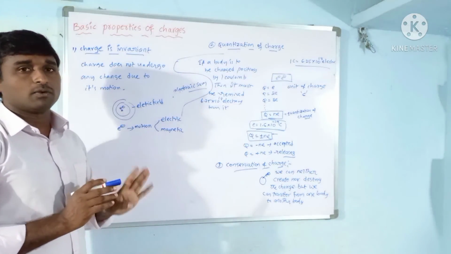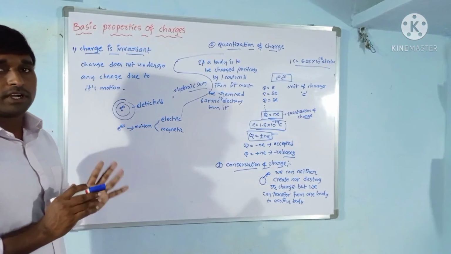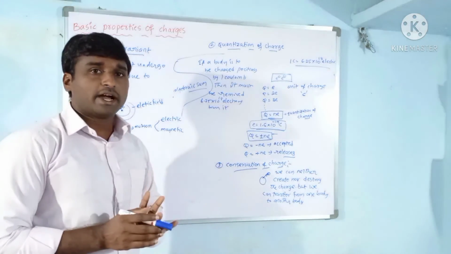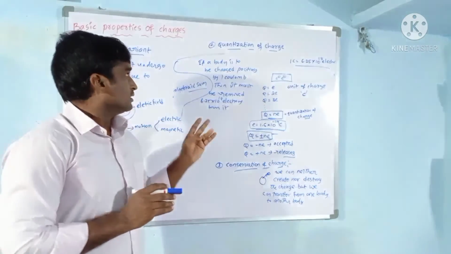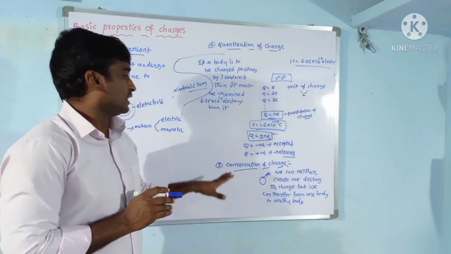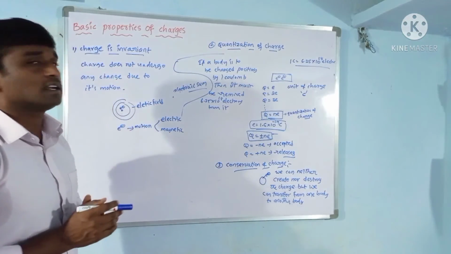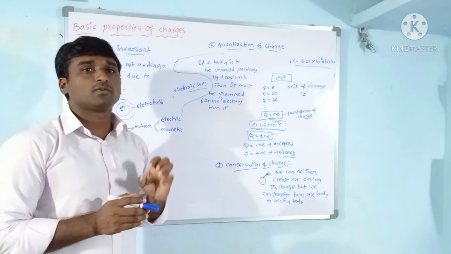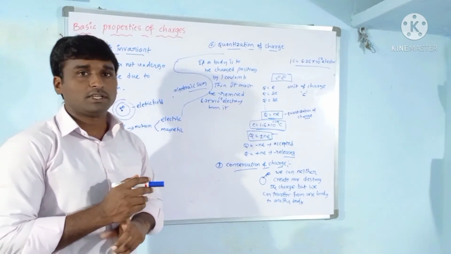So we have 4 properties. One is that charges can be added, another one is that charge is conserved, another one is quantization of charge, and the last one is that charge is invariant. These are the 4 basic properties of the charge.